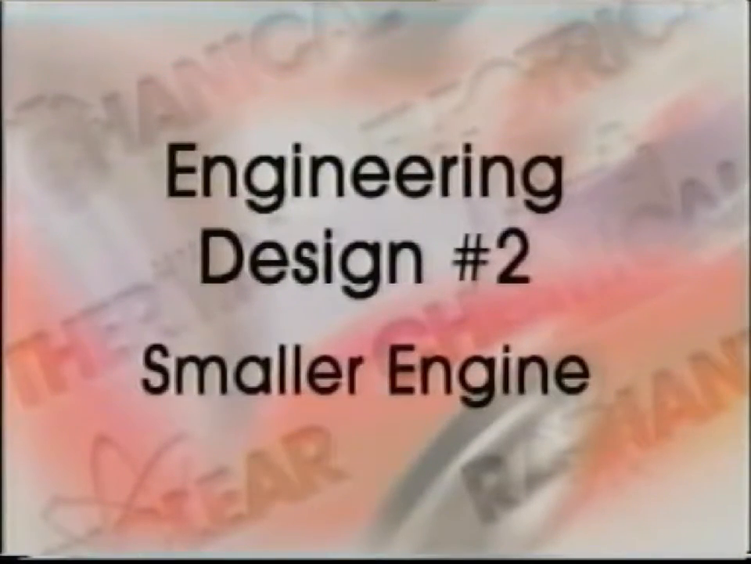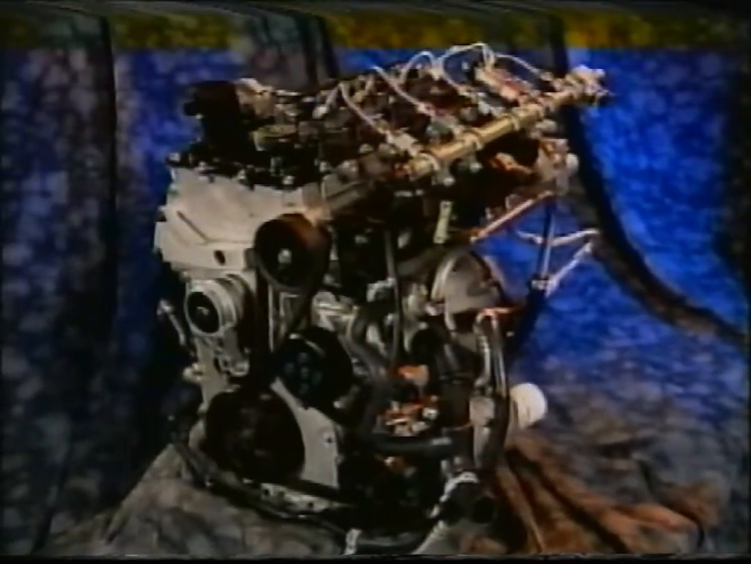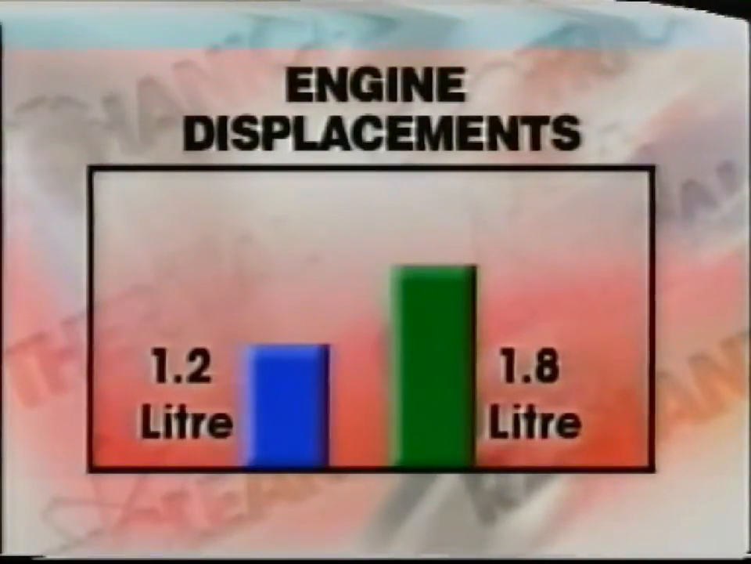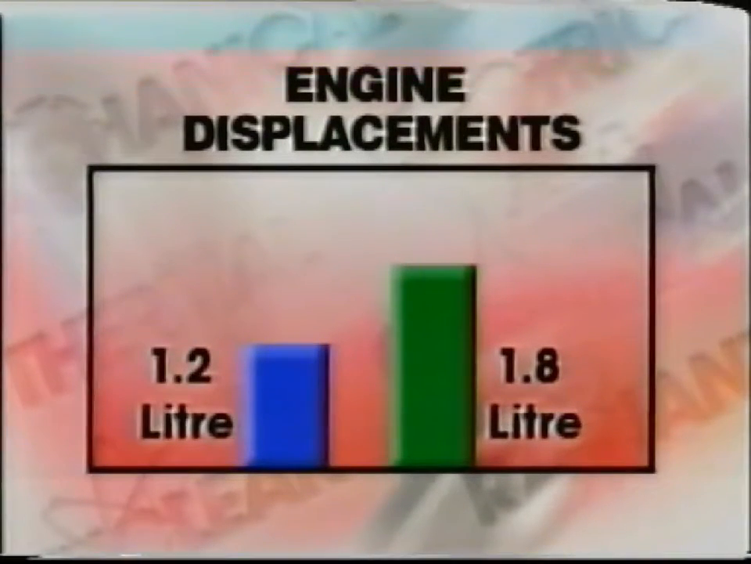Engineering design number 2, a smaller engine. With lower energy requirements because of lower mass and other fuel economy designs, a smaller engine can be used. A 1.2-liter diesel engine is 1/3 less than the size of today's average car engine. A smaller engine uses less chemical energy to operate.